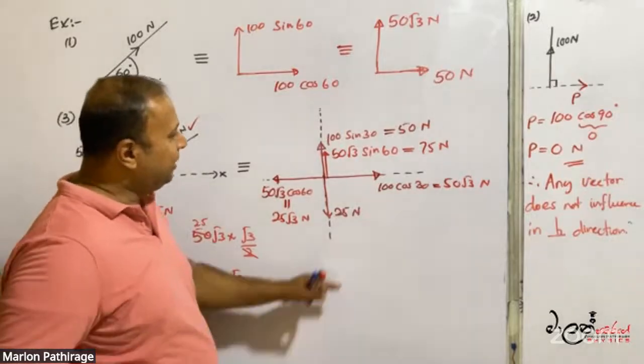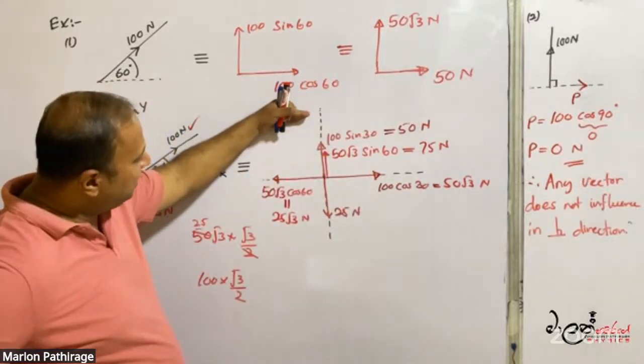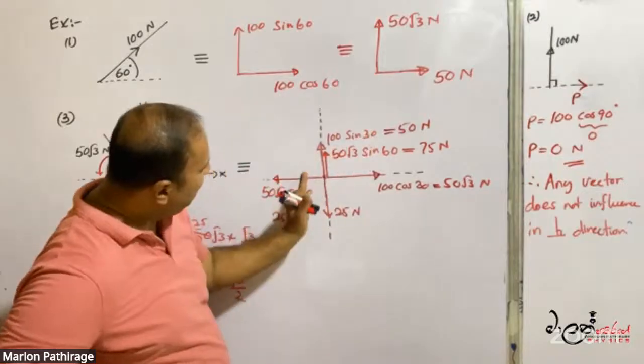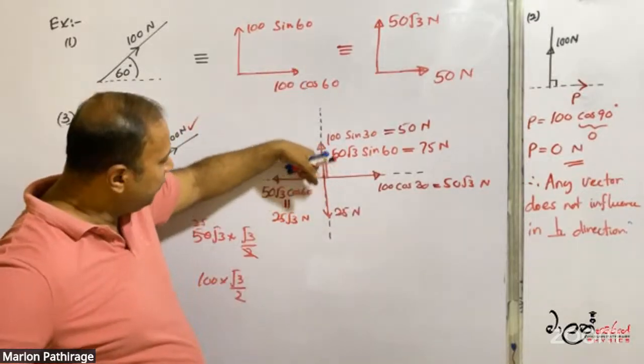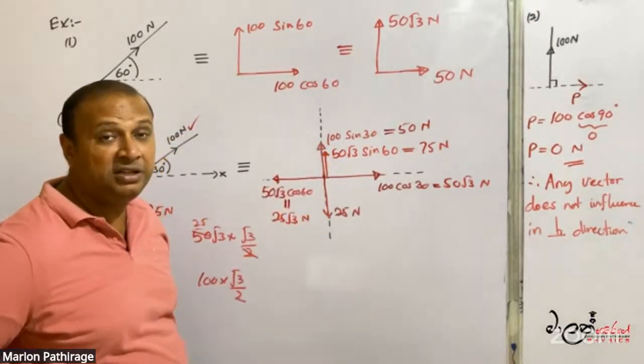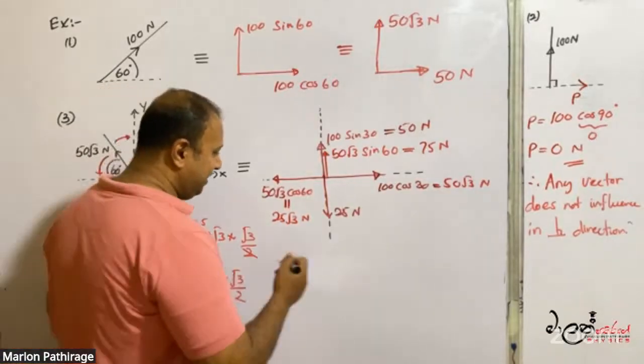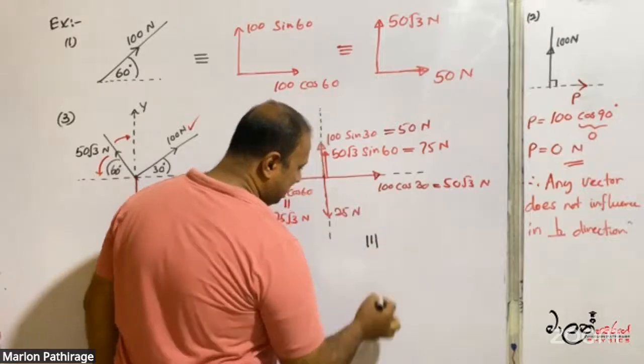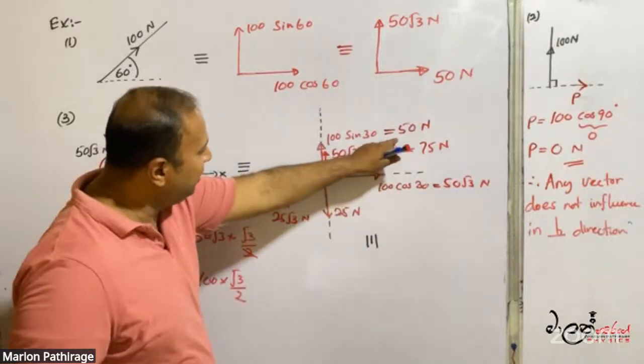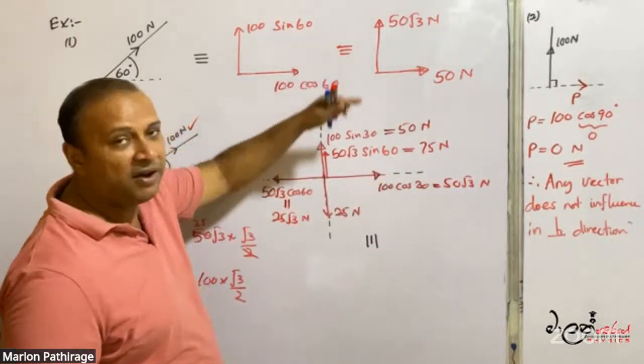So now there are two vectors, 50 and 75, in the upward direction, and 25 in the downward direction. So you can simplify them. 50 in the upward direction, 75 in the upward direction.